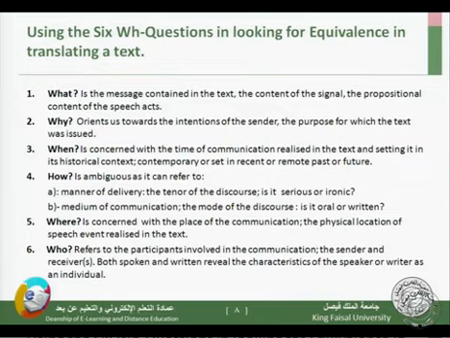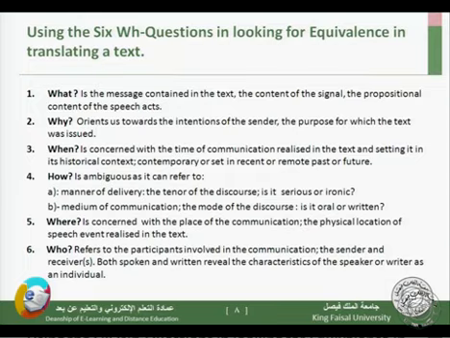A very important point. Now, how can we use the 6WH questions in looking for equivalence in translating a text? I'm sure the majority of you are aware of the 6WH questions. The 6WH questions can be used not only in translation, but in all walks of life, in all aspects of professions. You can always ask yourself these six questions before you do anything. This is off the subject, but here Bell uses these 6WH questions to find out about the equivalence of a text.